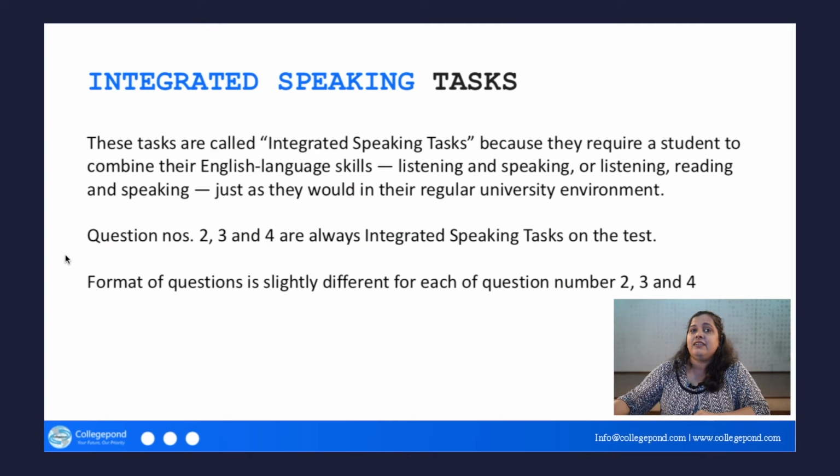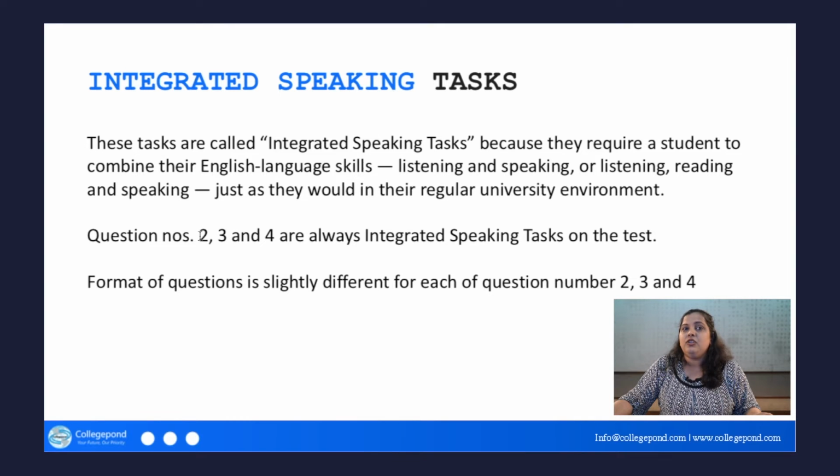You will see that the integrated speaking task is basically called that because it's quite self-explanatory, isn't it? It's the integrated task. What it means is that you will be integrating your knowledge of listening, speaking, and reading. So you will have to understand that this requires you to use multiple skills. Maybe not at the same time, but one after the other for sure.